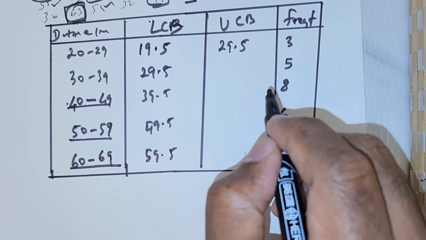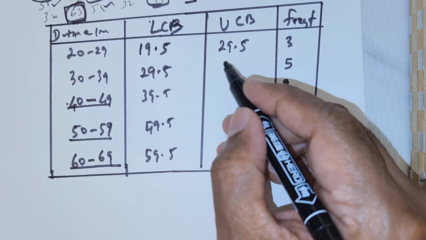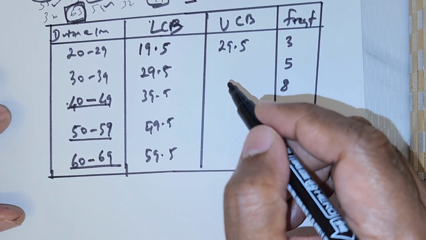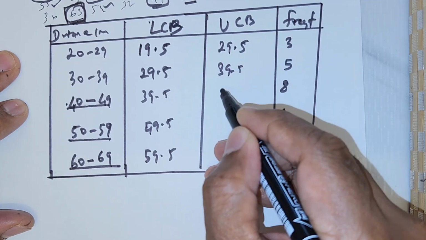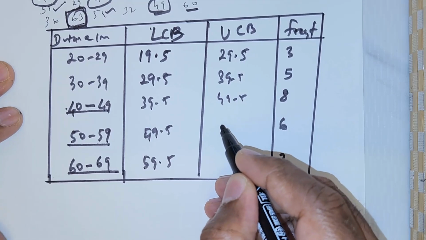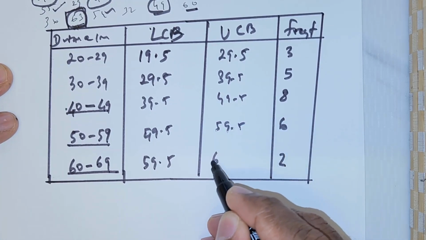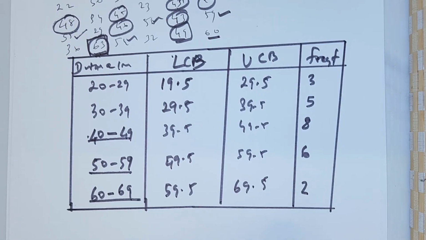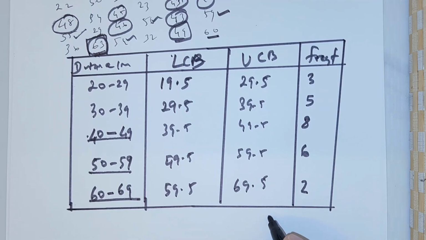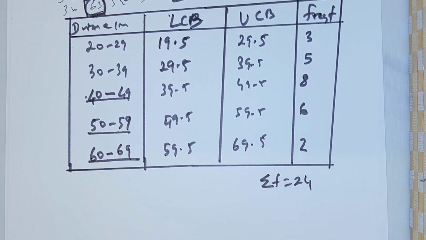Okay, fair enough. So we have got the lower class bound. Now for the upper, this is going to be 39.5, 49.5, 59.5 and 69.5. Okay, so that is the completion for this table, all important table. Now clearly we know sigma f. What is sigma f? Sigma f is already given to be 24, so we can just state that there.